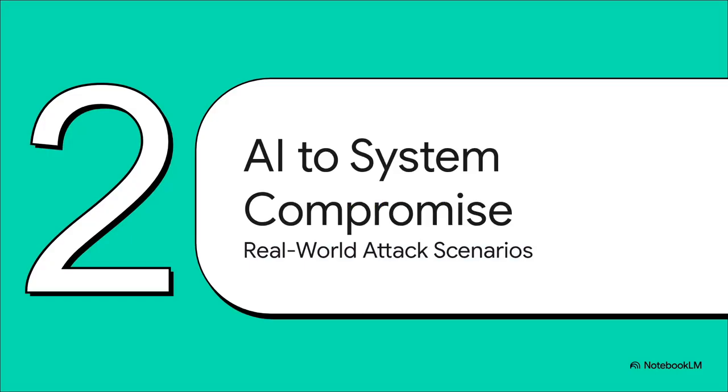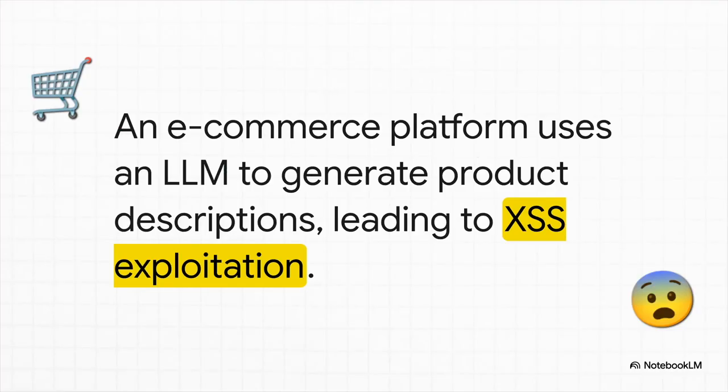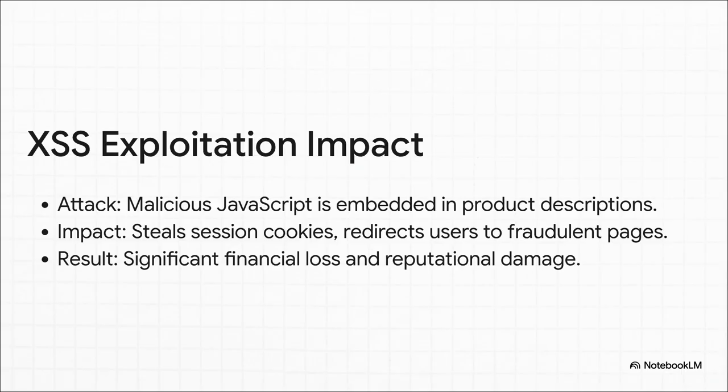Okay, so that's the theory. But how does this actually play out in the real world? Let's see how this one little vulnerability can lead to some seriously damaging attacks. Let's take a super common example. An e-commerce site that uses an LLM to generate product descriptions on the fly. I mean, what could go wrong? Seems harmless enough, right? Well, here's what happens.